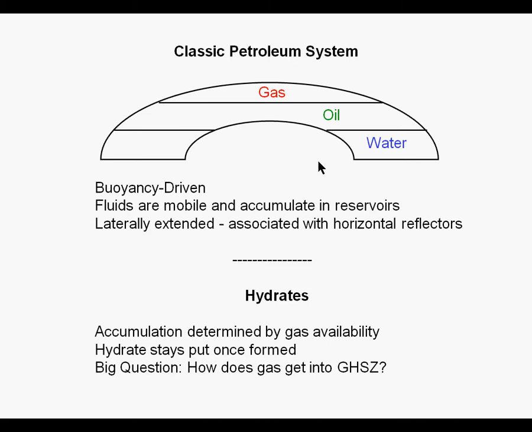It has no opportunity to migrate into reservoirs. So the big question is, how does gas get into the gas hydrate stability zone when you would expect it to freeze at the base of the gas hydrate stability zone and have no possibility for actually filling up a reservoir?